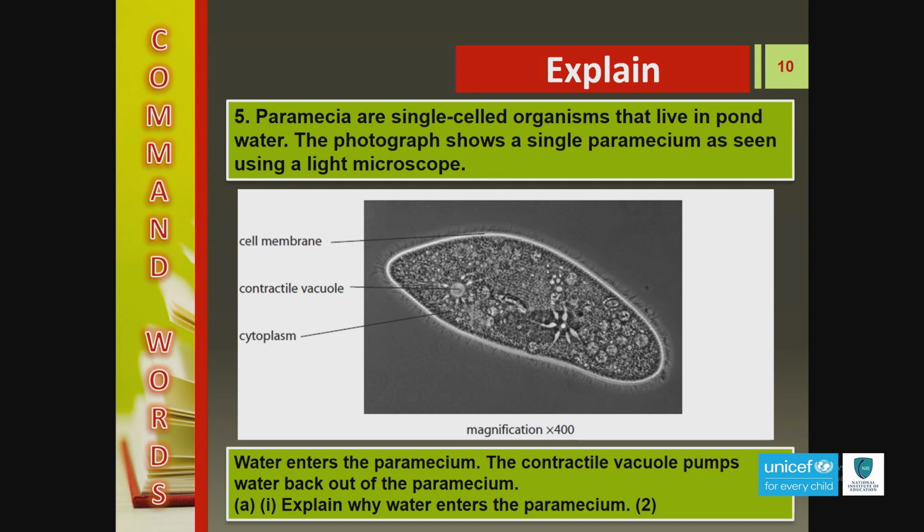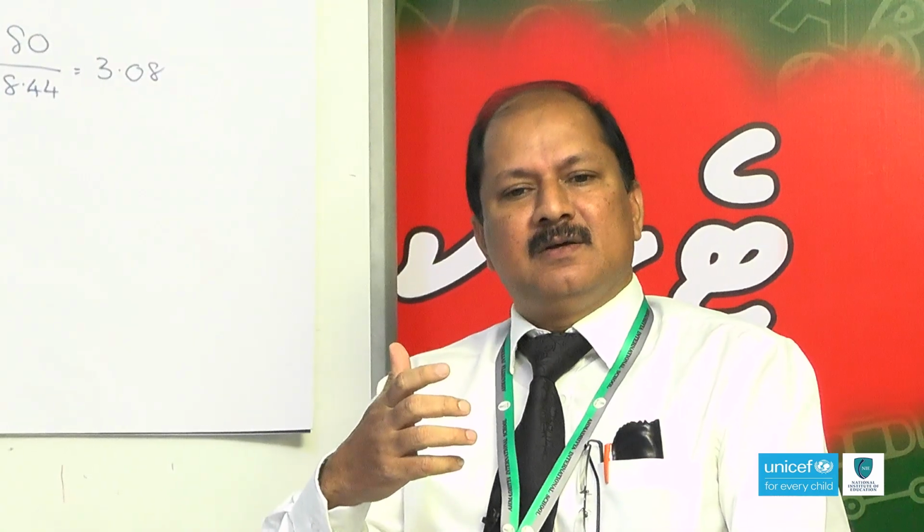Now the question has given you three structures, very important to remember: the cell membrane is shown, the contractile vacuole is shown, the cytoplasm is shown. Those are the key ideas you need to know in order to answer the question. Coming to explain questions, let me first say what explain is. Explain means you have to give a proper reason, a proper justification for what change you see.